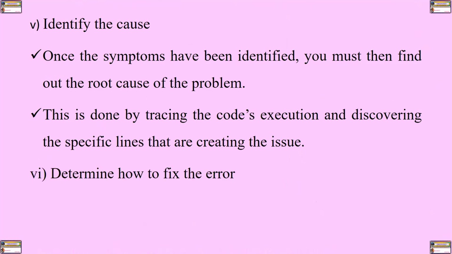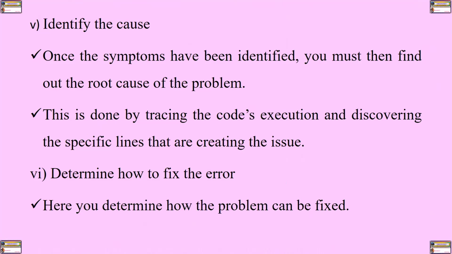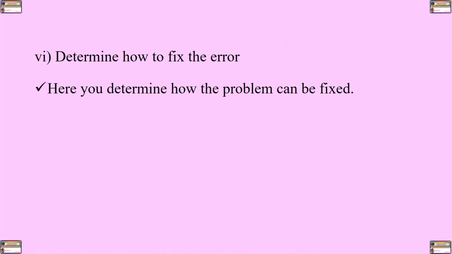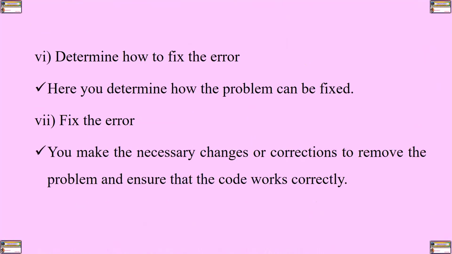Number six is to determine how to fix the error. Here, you determine how the problem can be fixed. Number seven is fix the error. You make the necessary changes or corrections to remove the problem and ensure that the code works correctly.